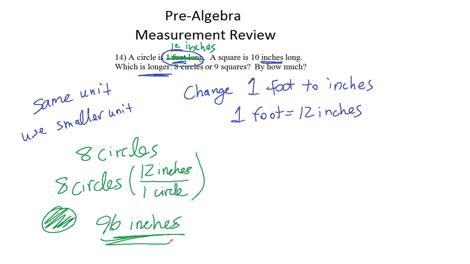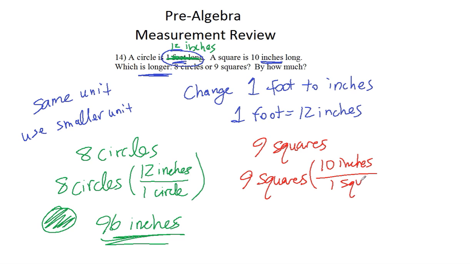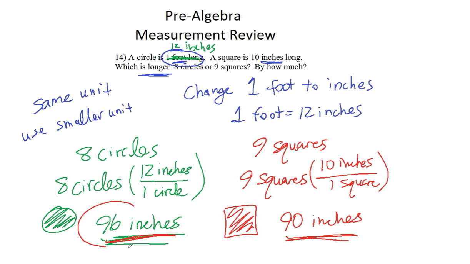What about the squares? We've got 9 squares, and each square is 10 inches long. To find the total length, I can use a rate: 9 squares times the rate of 10 inches for one square. Again, the shortcut is just 9 times 10, or here 9 times 10 divided by 1. I get 90 inches for the squares. So which is longer? Well, I've got 96 inches compared to 90 inches, so this is my winner.